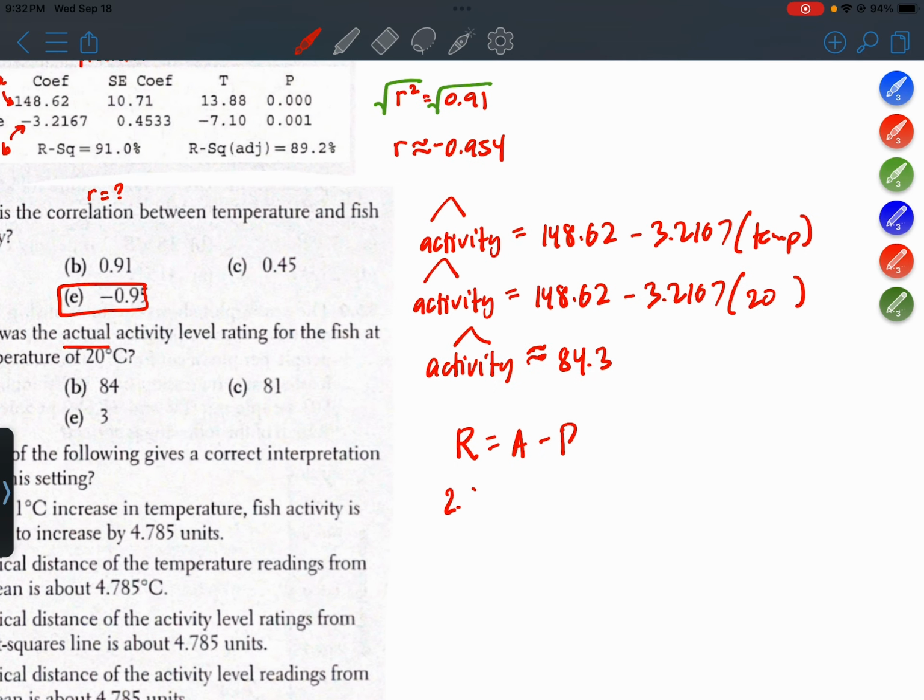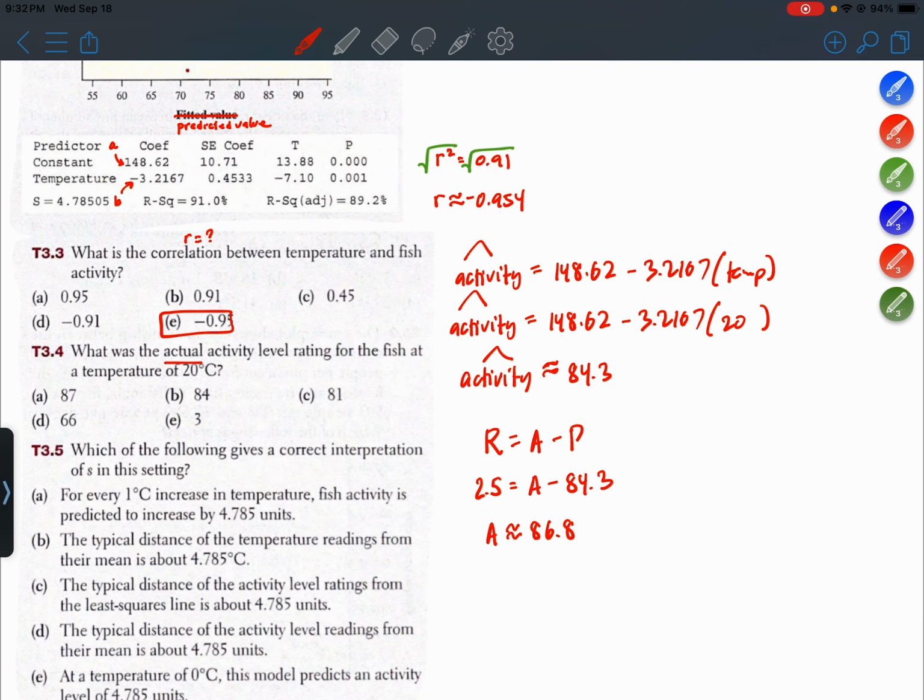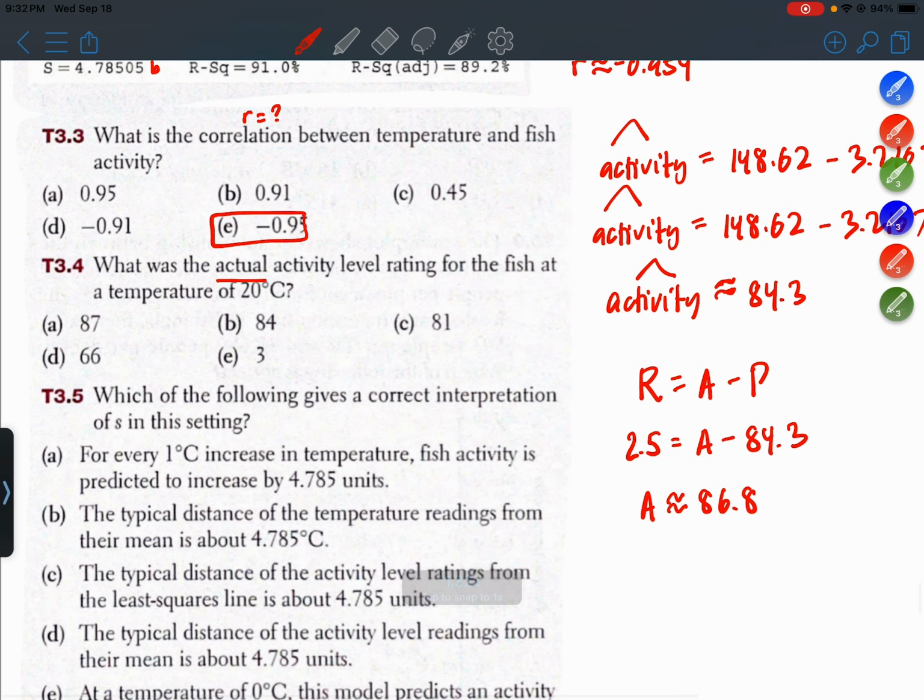All right, so let's use positive 2.5 as the residual. Actual value we don't know. Predicted value is about 84.3. Just solve for A now. 2.5 plus 84.3 is about 86.7. So A is approximately 86.8, sorry, 86.8. All right, there's an answer choice that looks pretty close. If we rounded that to a whole number, it would be 87.